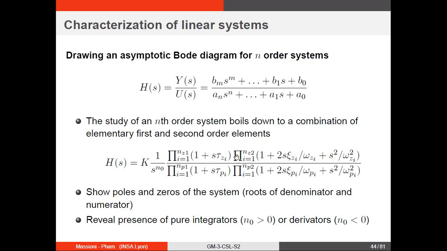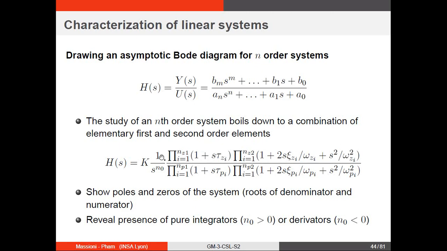And for first order terms, we can just express them as time constants. And for second order terms we can express them as we saw before with the canonical form of second order terms, featuring xi, the damping factor, and the natural frequency omega n, which we call here with a different name to distinguish numerator and denominator. So we define the values which make the numerator 0, so basically in this case it will be minus 1 over tau zi, or the roots of this here.